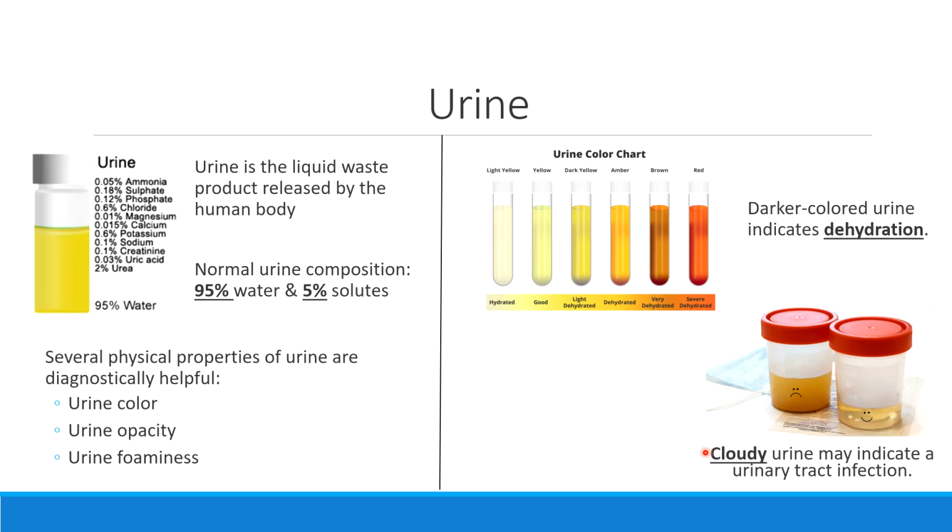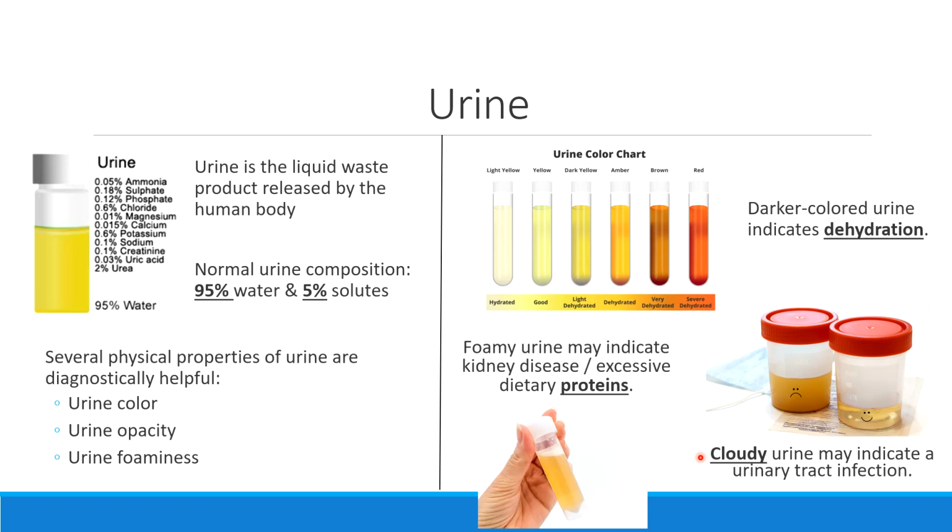Thing number two, how cloudy is that urine? Urine is supposed to be clear, but if that urine is particularly cloudy, that could be an indication that a patient has a urinary tract infection. We'd want to do some follow-up testing, like we'll talk about here in a moment, but that is something to look for, whether it's clear or cloudy.